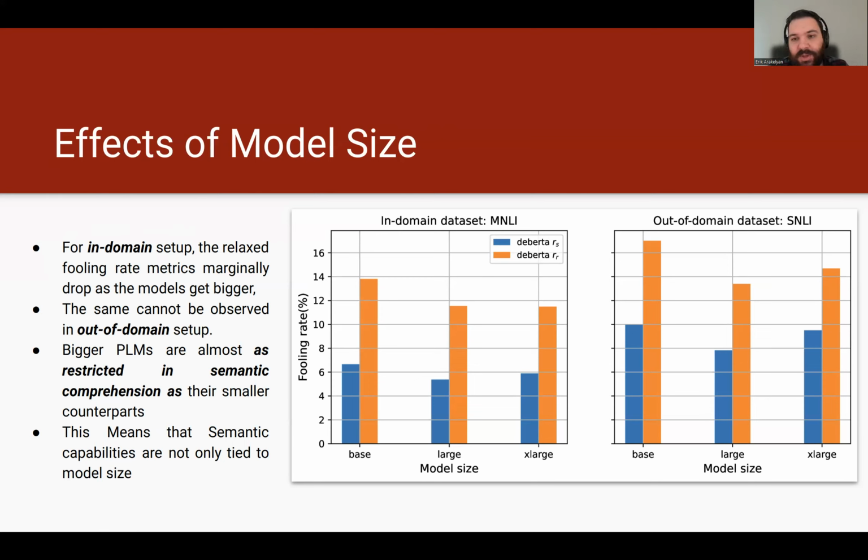So if you see the picture on the right, where we have the base, large and X large versions of the model, we see that on the out of domain setup, X large is actually worse in terms of the fooling rate, meaning that semantic capabilities are not only tied to the model size. Essentially, we can't simply claim that if you increase the model size you'll have a better semantic understanding. That's one of the key things that we found out in this type of setup.